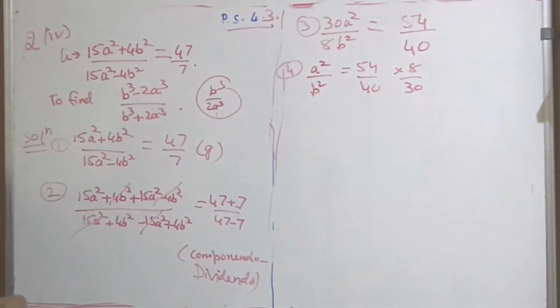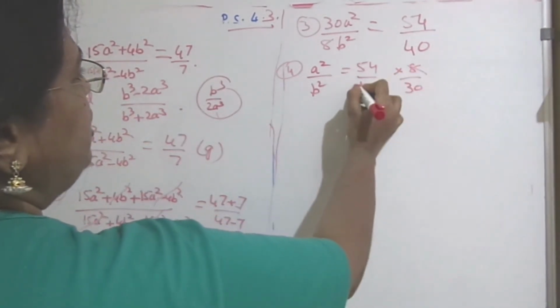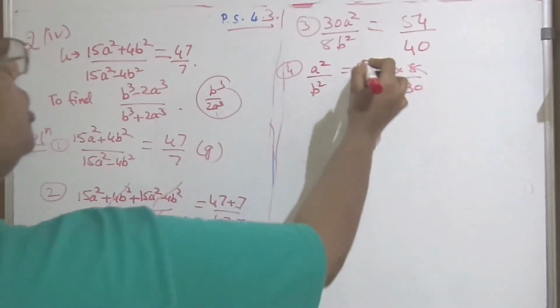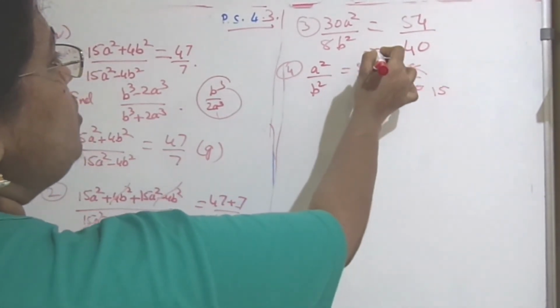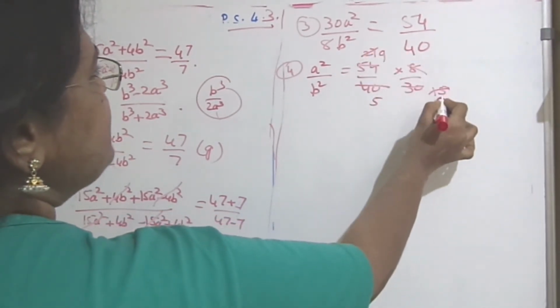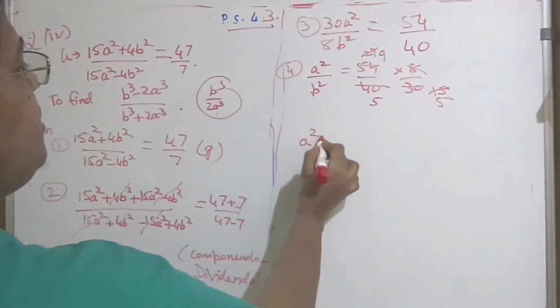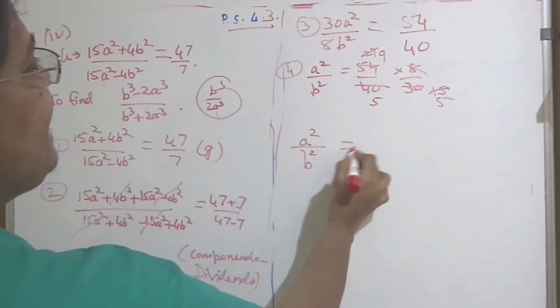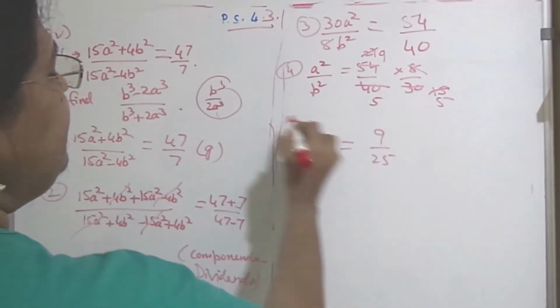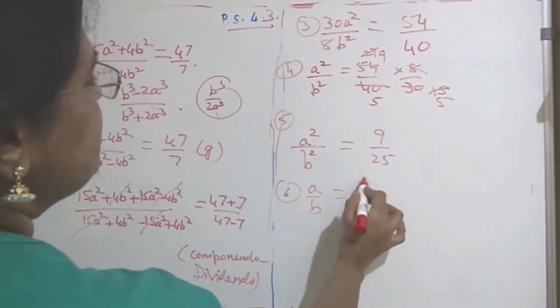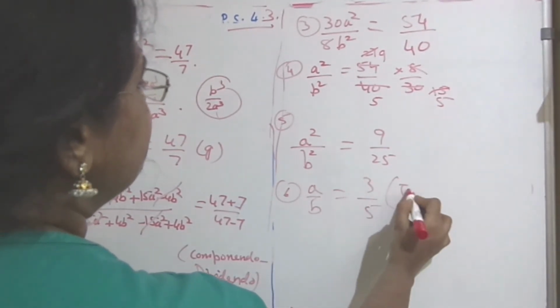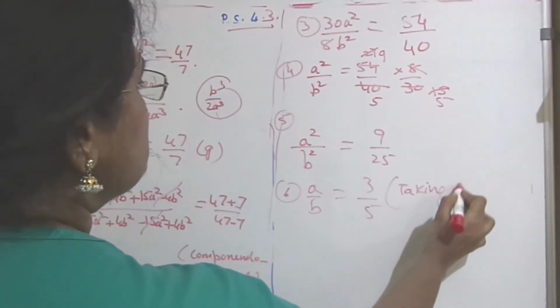Now, what goes? 8 5s are 40, 2 27s are 54, 2 15s are 30. Again 3 goes: 3 9s are 27, 3 5s are 15. So you get a square upon b square as 9 upon 25. So how to find a upon b? Taking the square root on both sides, 3 upon 5, taking the positive square root.